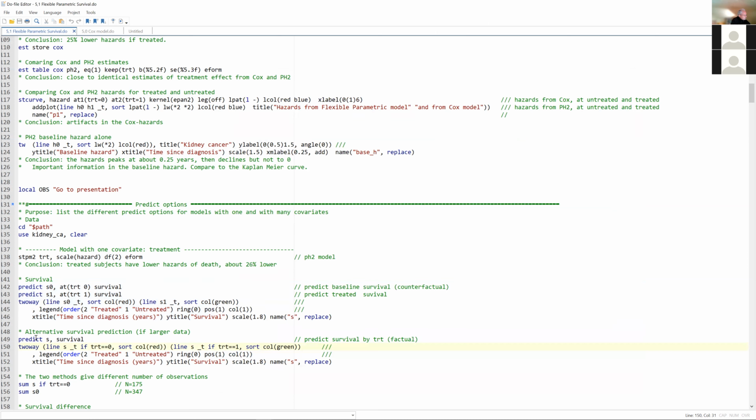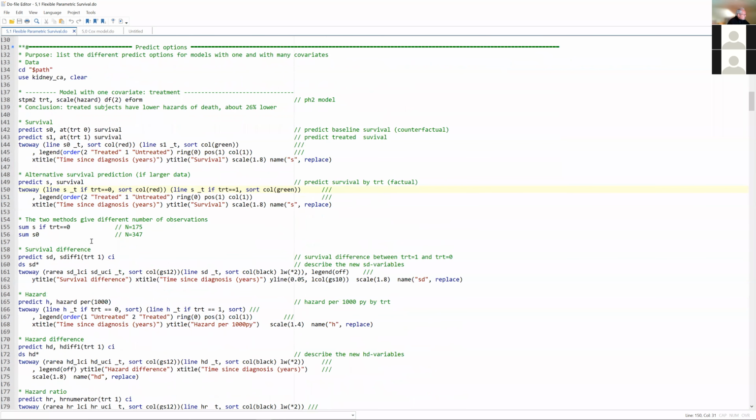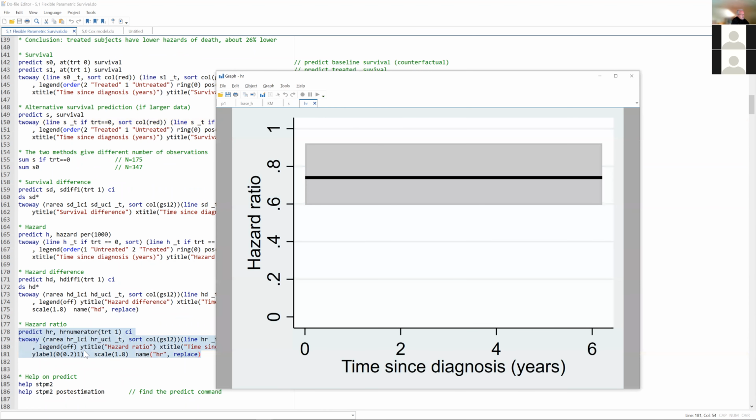This is just showing you if you predict without specifying the variables, then you will get one survival for the treated and another one for the untreated, and you can plot in the same way. Here is survival difference, here is hazard and hazard difference, and let me show you the hazard ratio. I predict the hazard ratio by specifying the hazard ratio numerator equal to treatment as 1 with confidence interval. And I can predict from this one. And it's a straight line because we have a proportional hazards model.